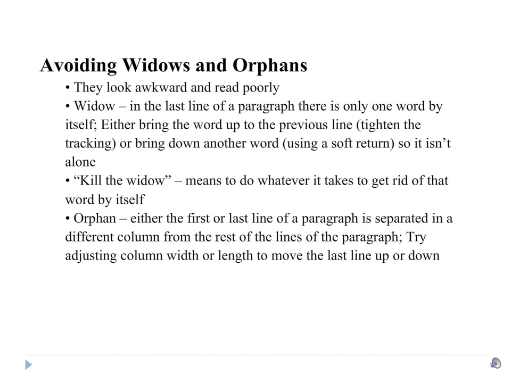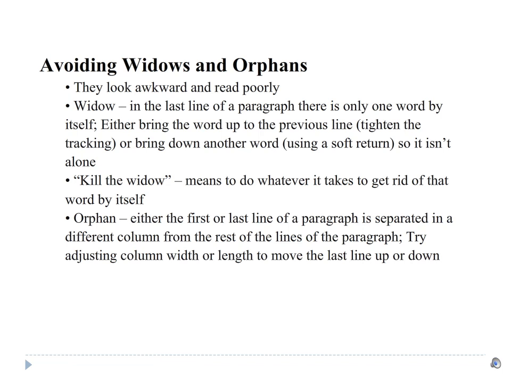Another formatting issue that only graphic designers and layout artists think about are widows and orphans. We want to make sure that we avoid both as they look awkward and read poorly. With a widow, you see the last line of a paragraph, there is only one word by itself. Either bring the word up to the previous line by tightening the tracking, or bring down another word using a soft return so it isn't alone. The saying "kill the widow" means do whatever it takes to get rid of the word by itself.